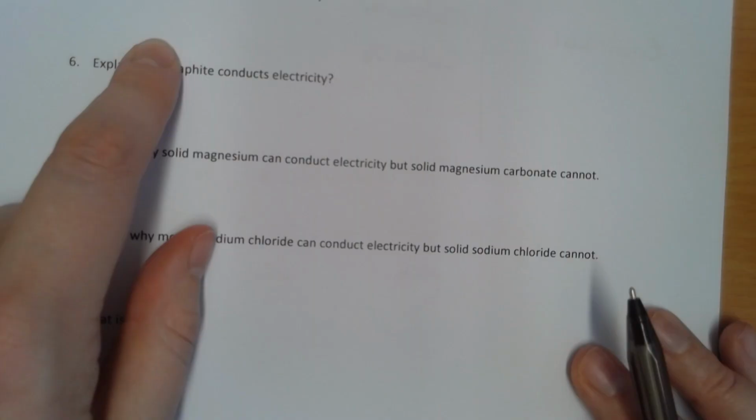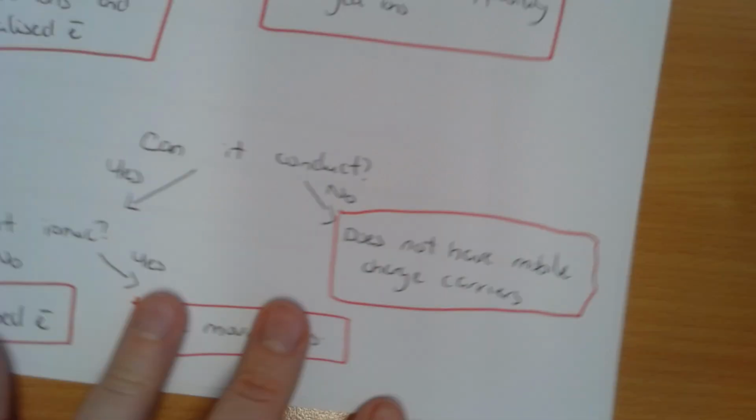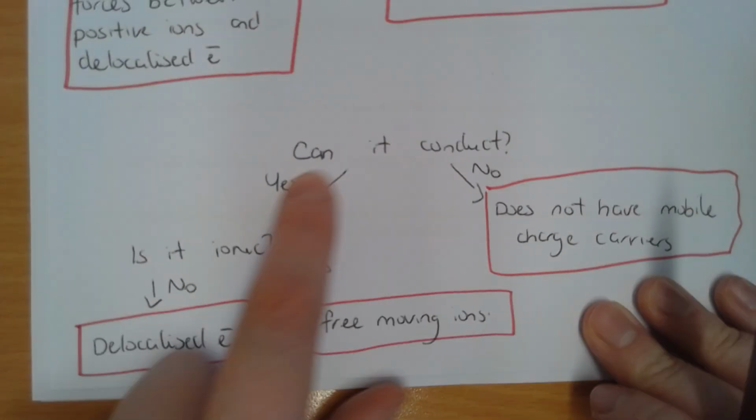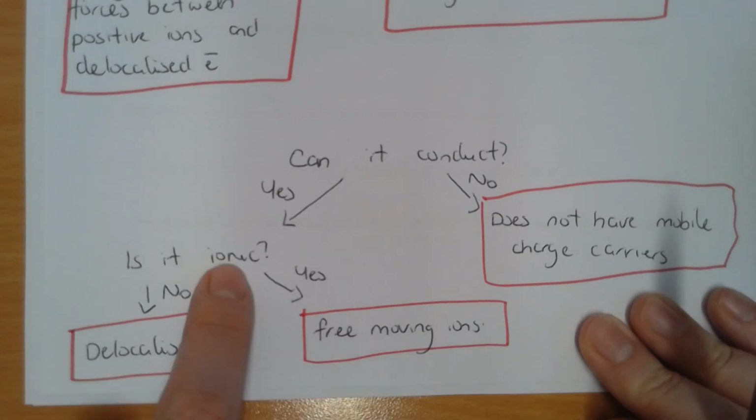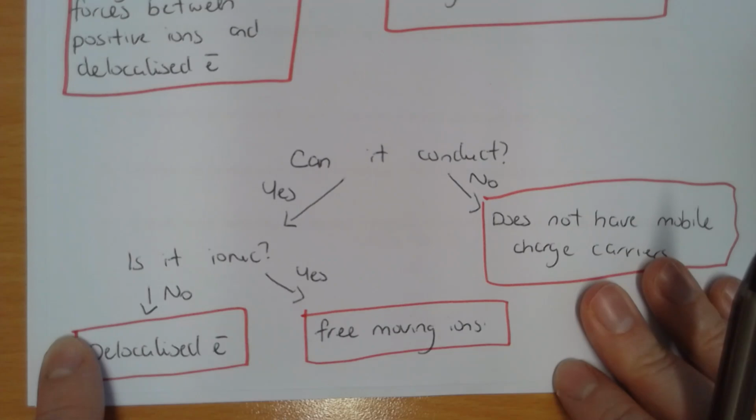Explain why graphite conducts electricity. Can it conduct? Yes. Is it ionic? No. Graphite is not ionic. We said it's made of carbon and it's giant covalent. The answer is no. It means again that it must have delocalized electrons.